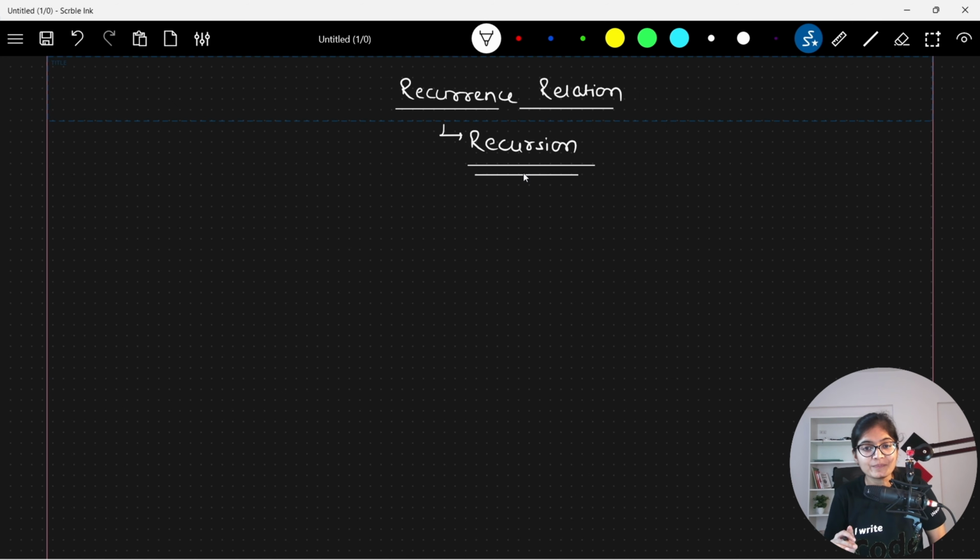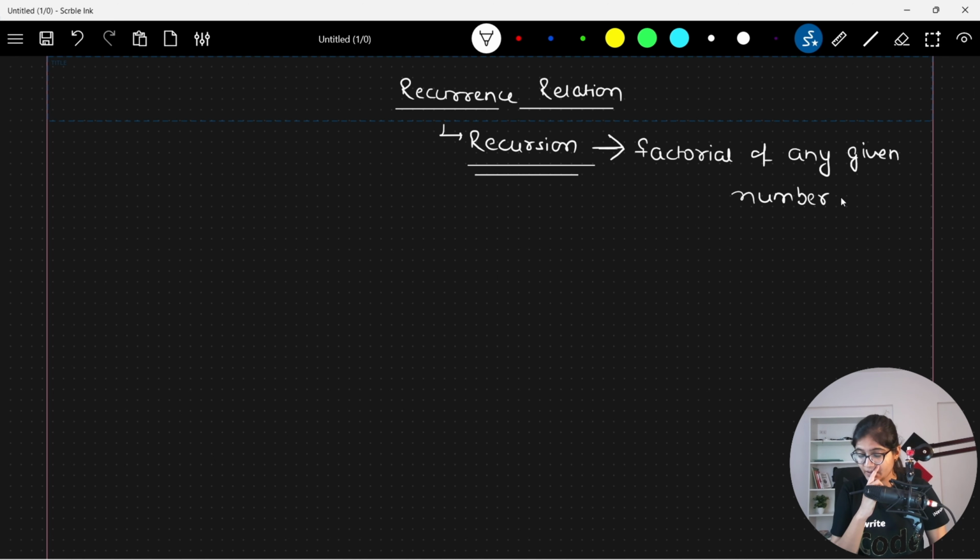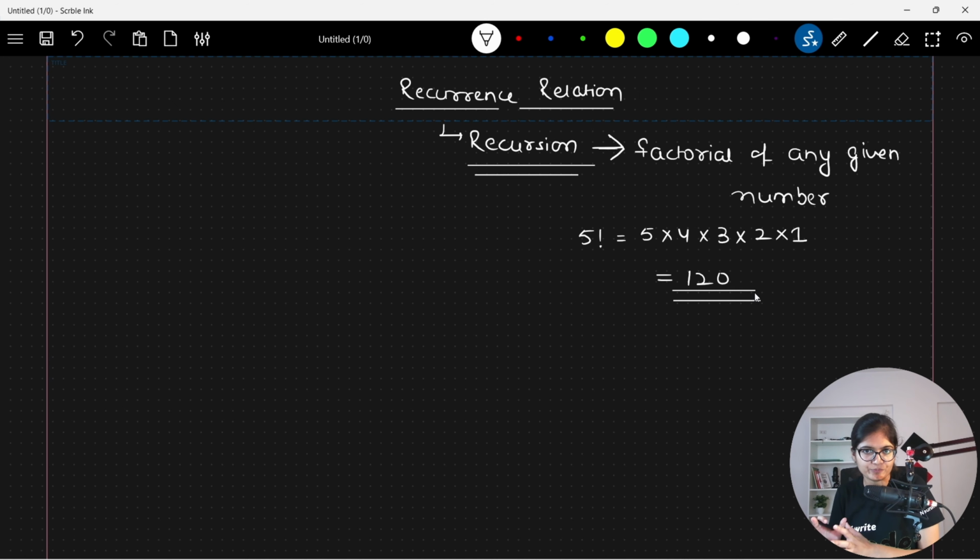Okay. For example, I am saying that I want to find out the factorial of any given number. I hope everyone knows 5 factorial. The answer should be 5 multiplied by 4 multiplied by 3 multiplied by 2 multiplied by 1. So it will be 20 into 3 is 60, into 2 is 120. This is the result that we are expecting as an output, right?